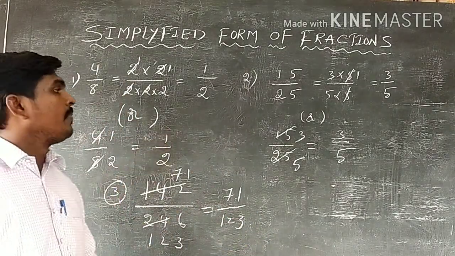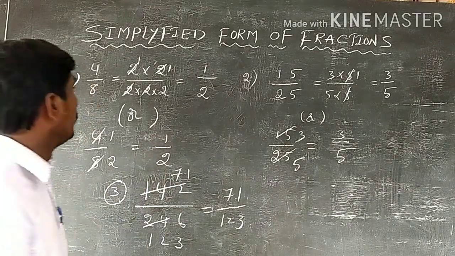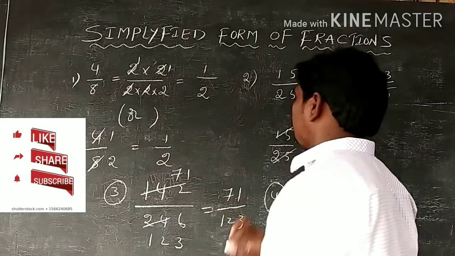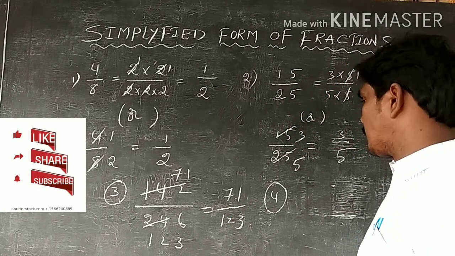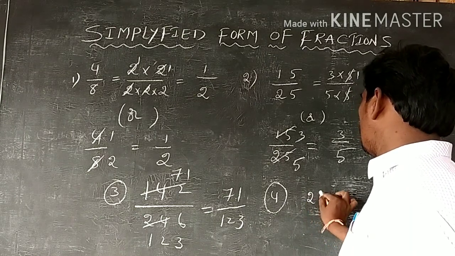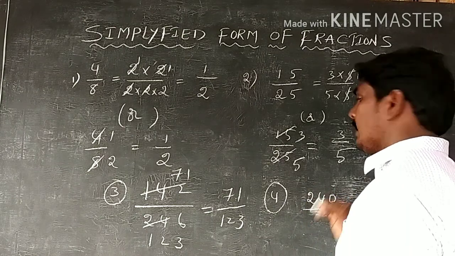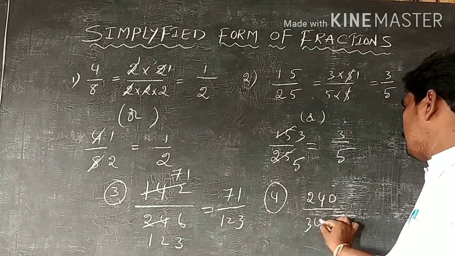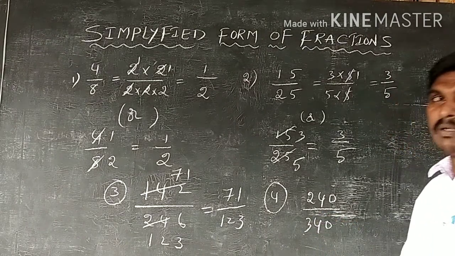So like this way, you can do it. Okay. Take one more fraction, and we can discuss. Suppose zeros are there in the numbers. 240 by 340. Zeros are there.